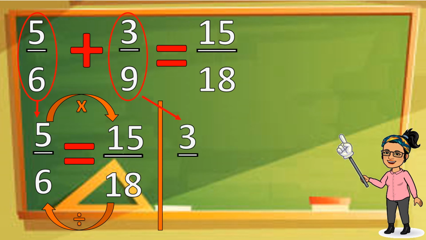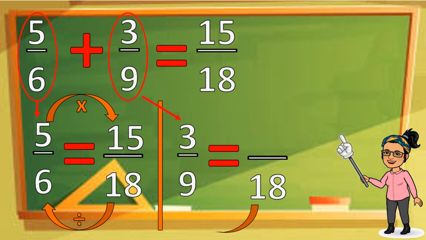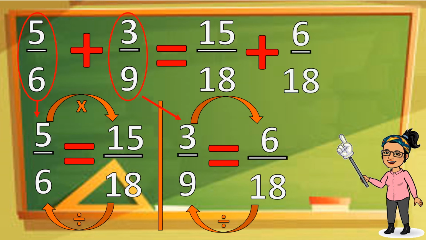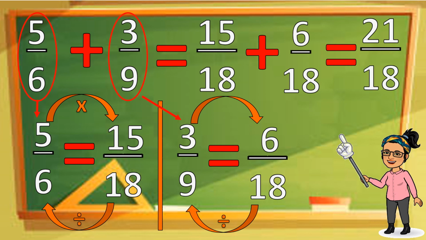Let's do 3/9. Let's change the denominator to 18. And then again, just divide and multiply. 18 divided by 9 is 2. And then multiply it to 3, we get 6. So 3/9 will become 6 over 18. Since these are now similar fractions, we just add the numerators. 15 plus 6 is 21. And then just copy the common denominator, 18.